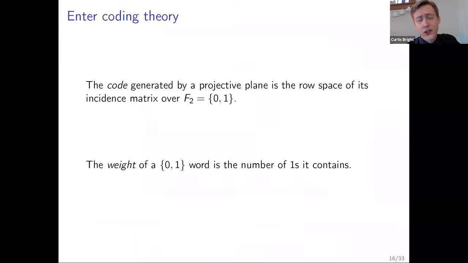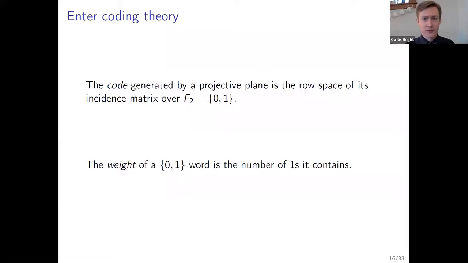So in theory, you could just run a search for such matrices, but there's way too many of them. It's a non-starter. But this is where mathematicians have a lot of powerful theorems which allow you to structure the space. In particular, let me give you 2 quick definitions from coding theory. The first is that a code of a projective plane is going to be the row space of the incidence matrix modulo 2. So it's just a linear span of 0, 1 vectors, and you get a set of 0, 1 vectors. And then the weight of a 0, 1 vector is the number of ones it contains.